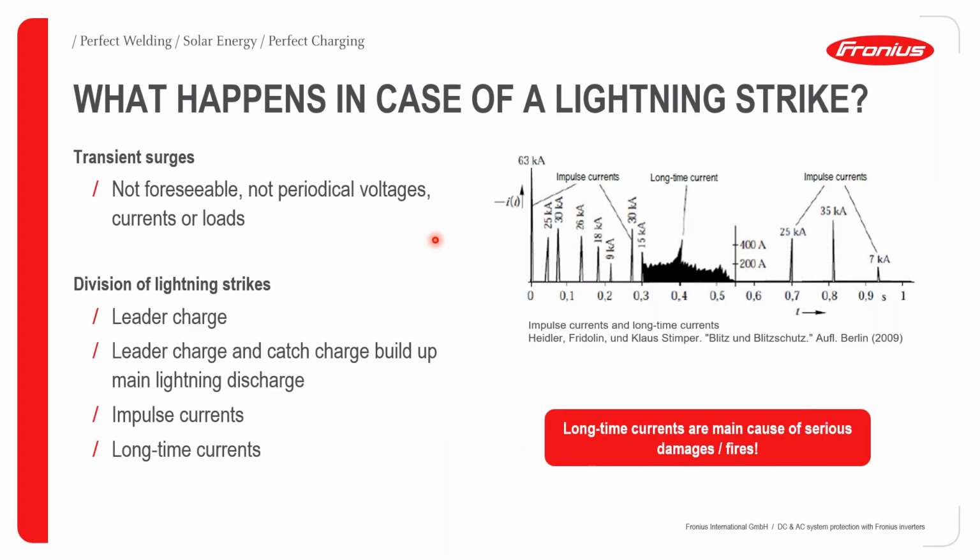So the question we can ask ourselves is, what happens in the case of a lightning strike? We can see that we have, as mentioned before, what we refer to as transient surges. And these are not foreseeable and are not periodical voltages, currents, or loads. By division, you can have several parts of a lightning strike that can be analyzed.